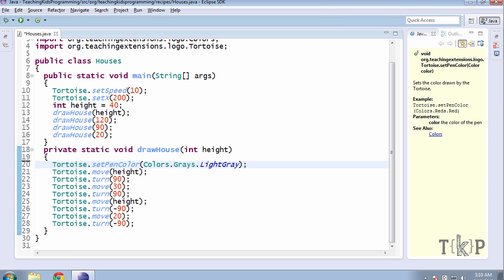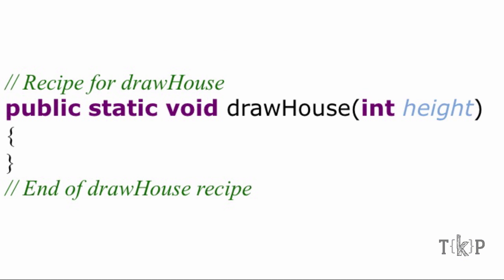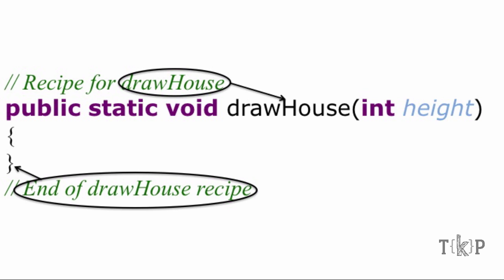Let's take a look into the method of draw house one more time, as this is very new to everyone, and it's probably a little bit complicated for you. The line I translated was recipe for draw house, and it's getting translated into public static void draw house with the parentheses, then int height, parentheses, curly brace, and curly brace. Now that's quite a lot of translation. Some of it's straightforward. Draw house is the name of the method. Remember that method names are like verbs. The end of the recipe is the end of the curly braces.